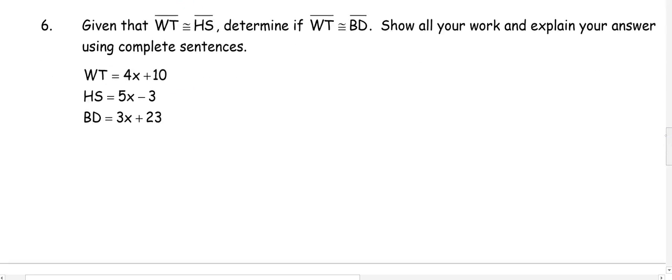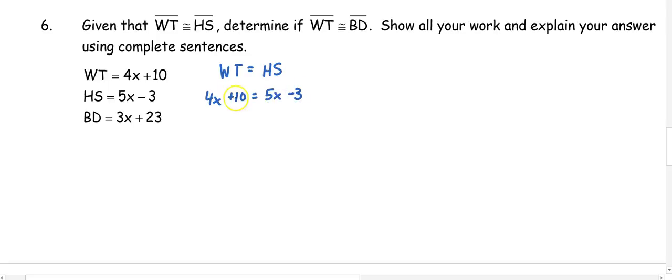Given that WT is congruent to HS, determine if WT is congruent to BD. Show all work and explain your answer. So far, all we know is that WT and HS are congruent. So we're going to set those equal to solve for x, and we're going to ignore BD for now. So we're going to say that WT, because they're congruent, is equal to HS. So 4x plus 10 is equal to 5x minus 3.